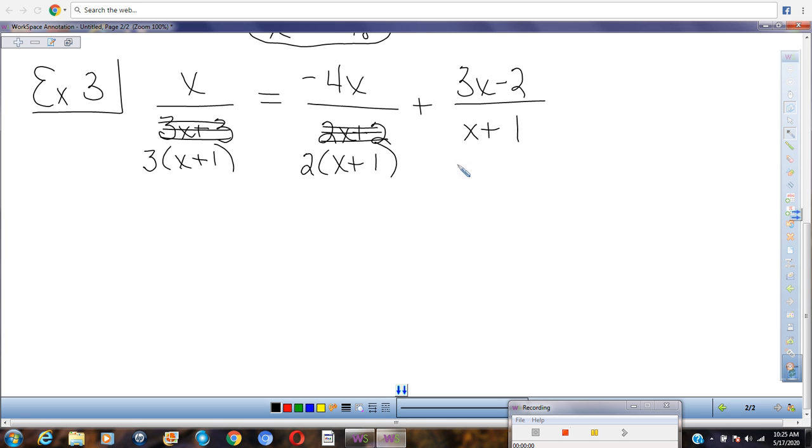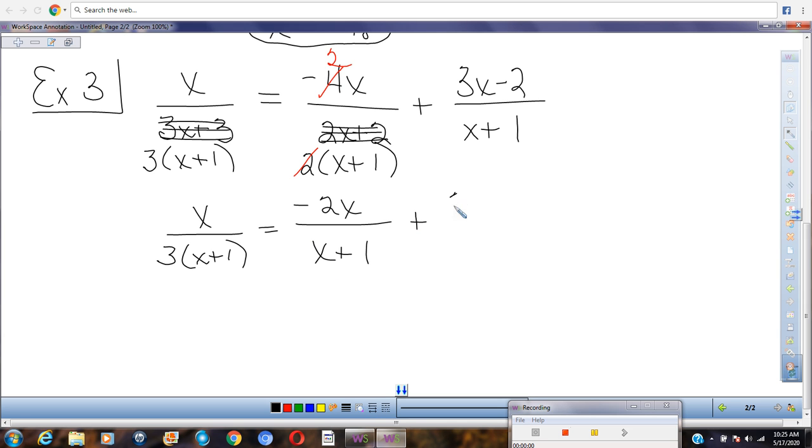Now, there's a couple things we can talk about. If you can reduce any of your fractions, you really should do that at this point. So in this case, you can see that we have this 2, and on the top we have a 4. We can reduce that. This 2 goes into 2 once, 2 goes into 4 twice. All right, so what we really have here is x over 3 times x plus 1 equals negative 2x over x plus 1 plus 3x minus 2 over x plus 1.